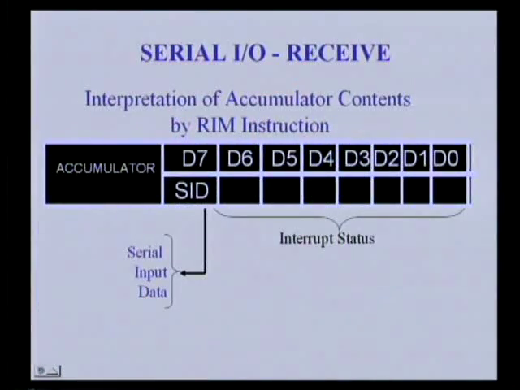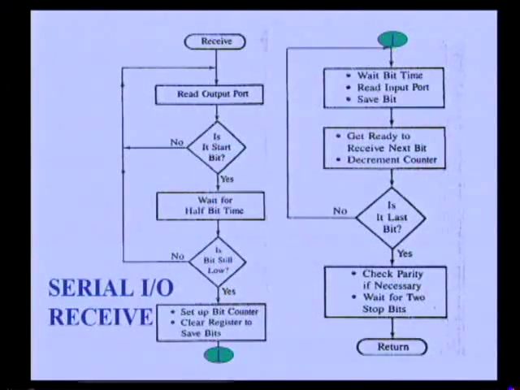Let us see those things in the flow chart. This is the serial IO receive flow chart. In this, first read the input port, and then it checks whether it is the start bit, that is, whether the bit is 0 or not, because the start bit must be 0. If the bit is not 0, go back and again read the input port. So the processor will be in this loop until the input port becomes 0.